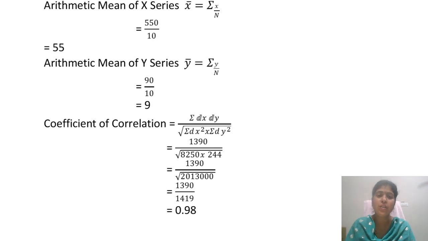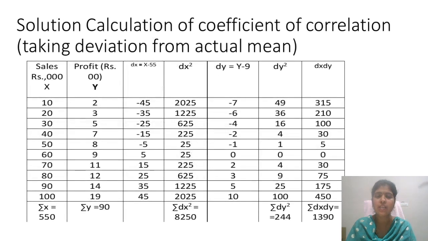So this was the calculation part. Now see, regarding the things. X column is already given. Sigma dx, dx is equal to x minus 55. Your total of x column is 550. Total of y column is 90. Now dx is equal to x minus 55. First number is 10 minus 55 is minus 45. Second, 20 minus 55 is minus 35, then minus 25, minus 15, minus 5.